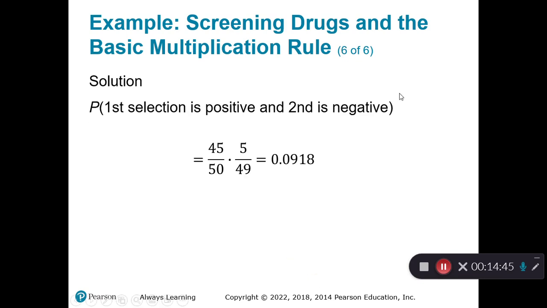So the probability that the first selected person has a positive test result is still 45 out of 50. But once we take out that positive test result, it does not go back to the group. So we only have 49 people left to choose from. And of those 49 test results, we want the second selection to be negative, and there were 5 negative results left. And so that probability is 5 out of 49. Once we multiply these two probabilities, we find that the probability is 0.0918, slightly larger than the one we found in Part A.